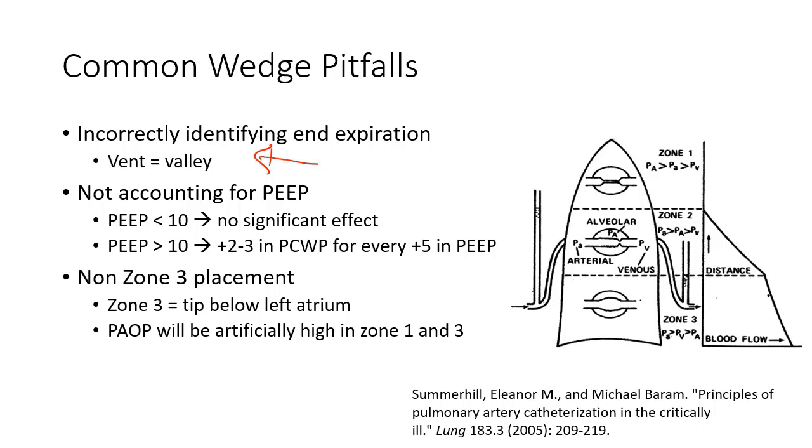So if you have a PEEP less than 10, the wedge is not going to be that significantly affected, but if the PEEP is greater than 10, keep that in mind. You may see an increase in your wedge by roughly 2 to 3 for every 5 above 10.